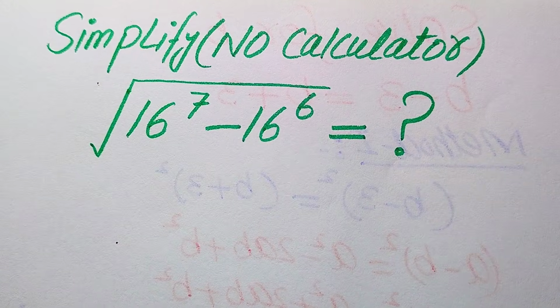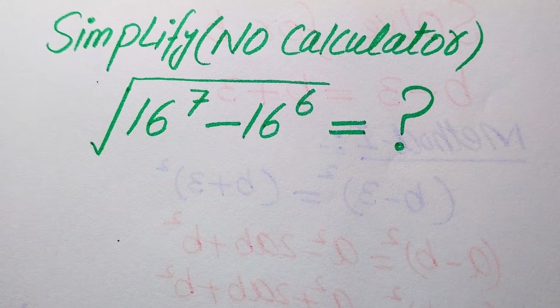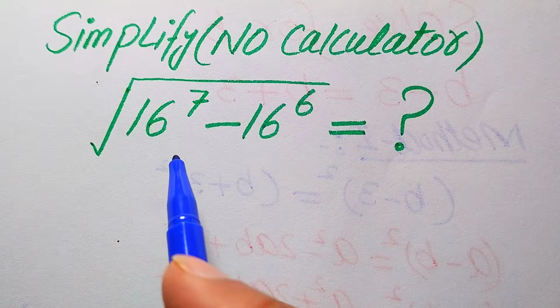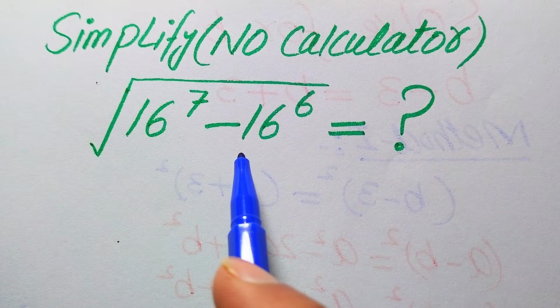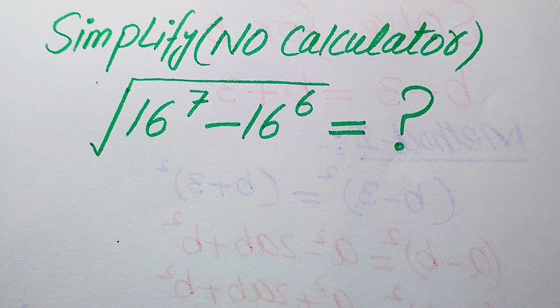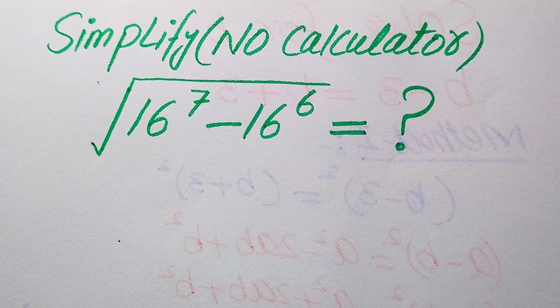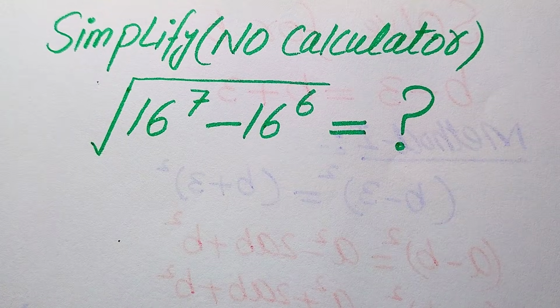Hello everyone, how to simplify this nice algebraic expression if we have 16 to the power of 7 minus 16 to the power of 6, and we write this algebraic expression into the simplified form. But remember one thing: a calculator is not allowed in this problem. We need to show all of the working on this paper.